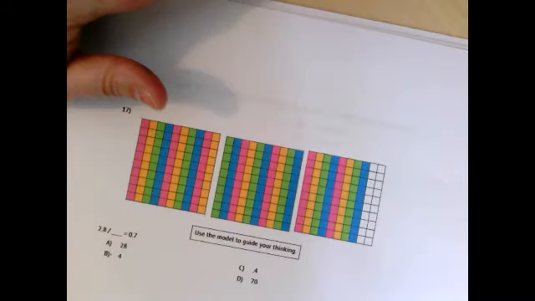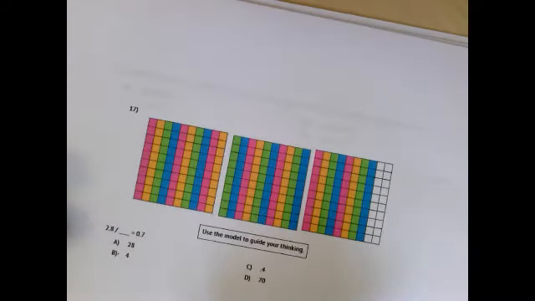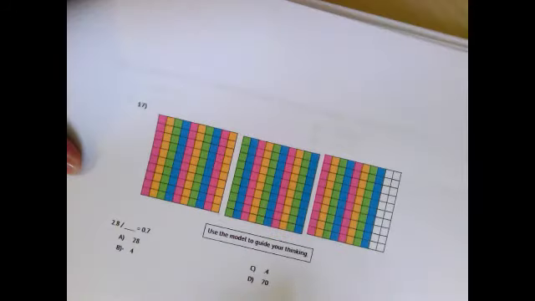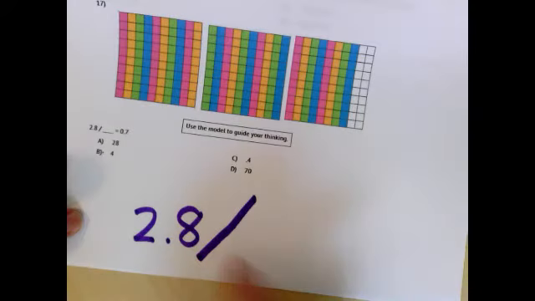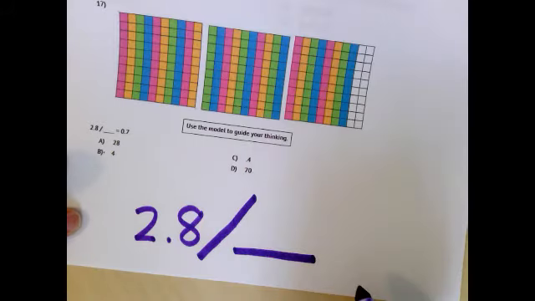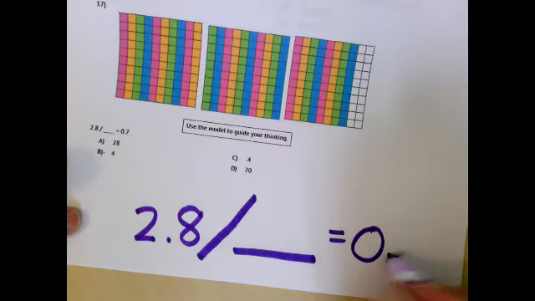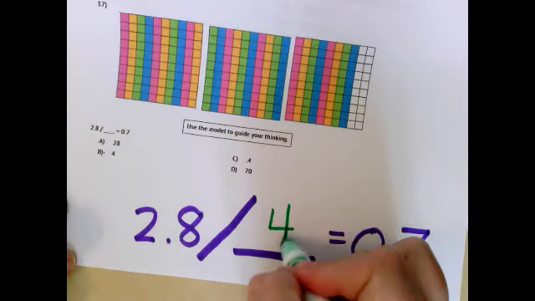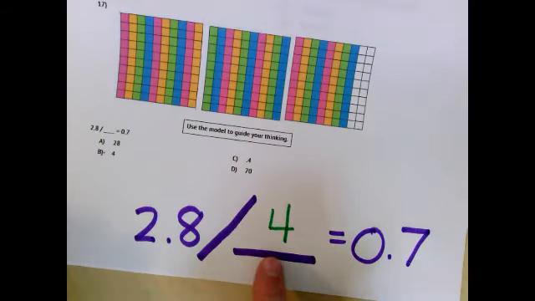All right, here's another one. Let me see if I can fix the camera here. There we go. They gave us a model, and they gave us 2 8/10, and they used the slash as the divided sign. Sorry, I'm off the screen again. So then they gave us the blank, and it's equal to 7/10. Well, if I ignore the decimals and I just look at this and say 28 divided by what equals 7? Well, I know that answer is 4, but I have to figure out where that decimal would go.